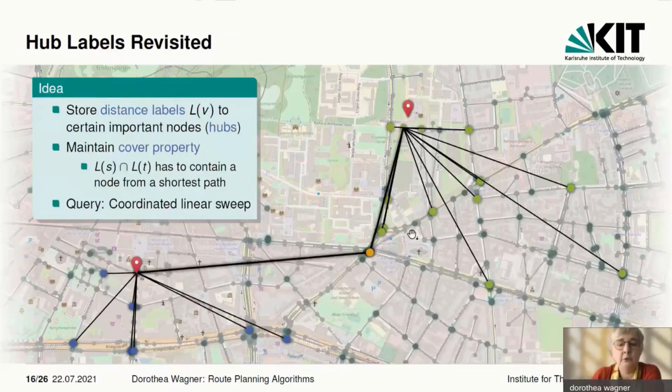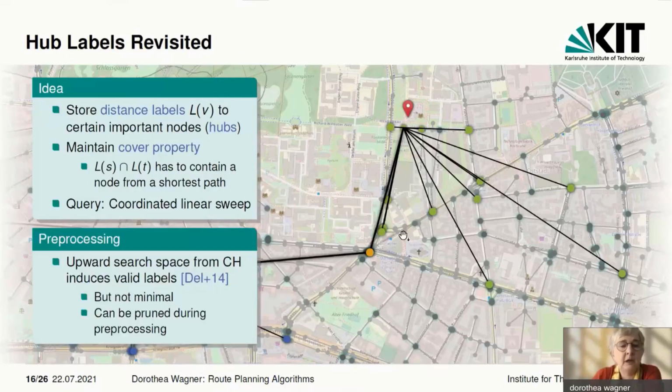One could also use this approach to come up with nice distance labels for the hub labeled approach. Because it turned out that the upward search space from contraction hierarchies induces very nice labels. They are not minimal, but can be pruned during the preprocessing. So this is just a side remark in order to show you that these different techniques are somehow combined or intertwined with each other.